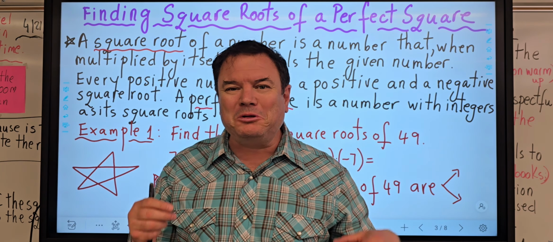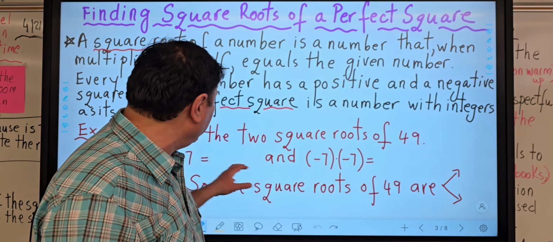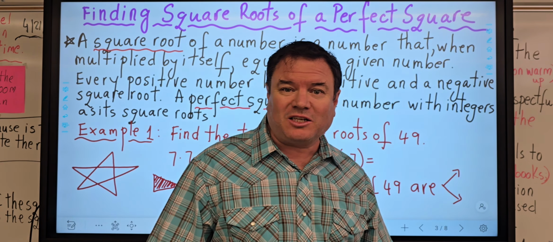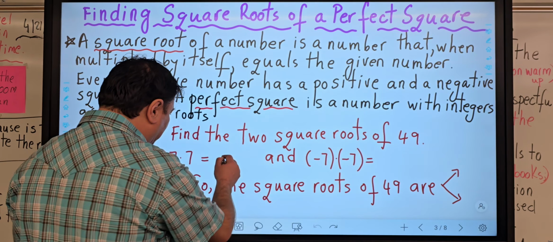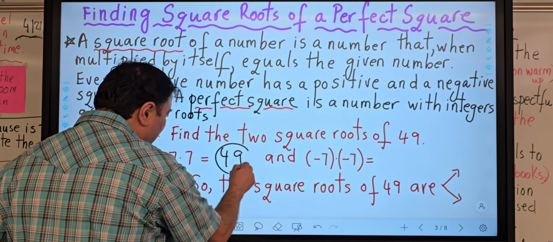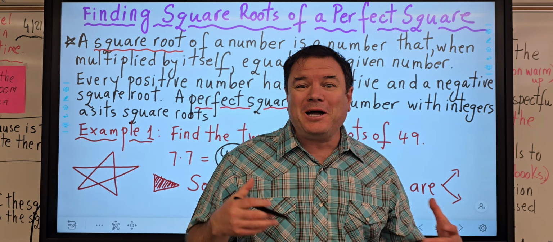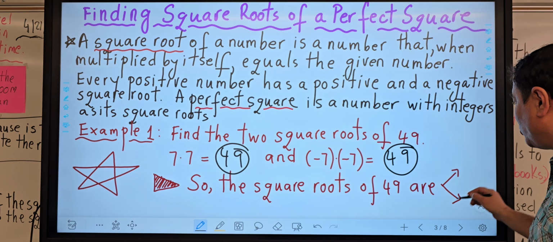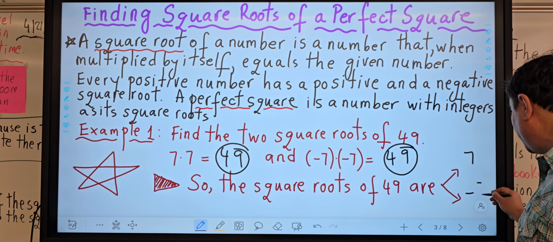So let's take a look at the options we have when we find the square root of 49. First of all, 7 times 7 gives us 49. But we also know that negative 7 times negative 7 is also 49, because remember, a negative times a negative equals a positive. We also get 49. Keep that in mind. So the square roots of 49 are actually 7 and negative 7.